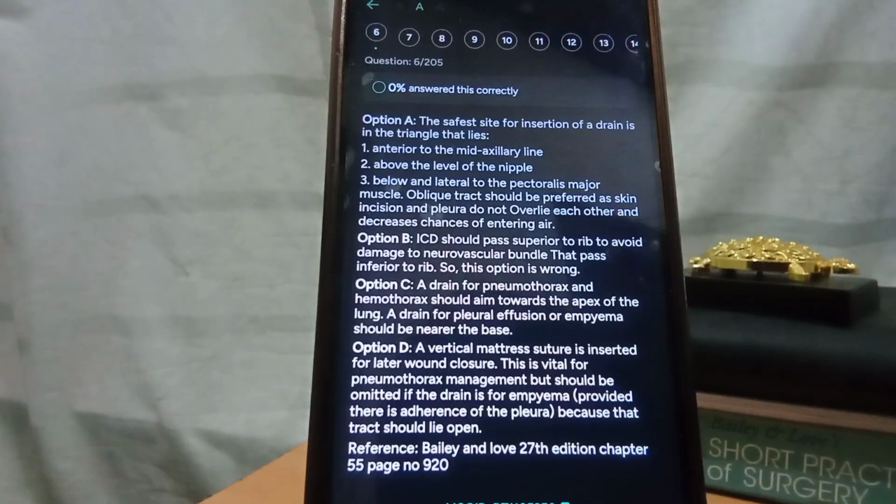So if it is hemothorax or pneumothorax, the drain should be towards the apex, or if for pleural effusion or empyema, it should be near the base. A vertical mattress suture is inserted for lateral wound closure. This is vital for pneumothorax management but should be omitted if the drain is for empyema, provided there is adherence of the pleura, because that tract should lie open.